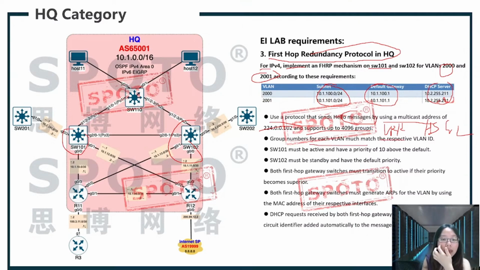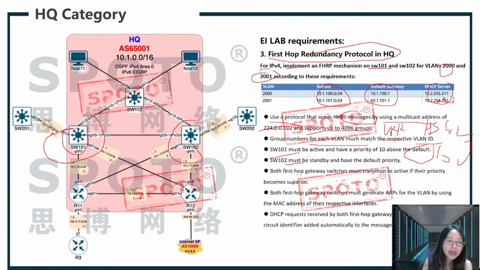Okay, so the group member for each VLAN must match the respective VLAN ID. Switch 101 VLAN 1.1 must be active and have a priority of 10 above the default. Okay, so the default priority is 100. Okay, so switch 102 must be standby and have the default priority.